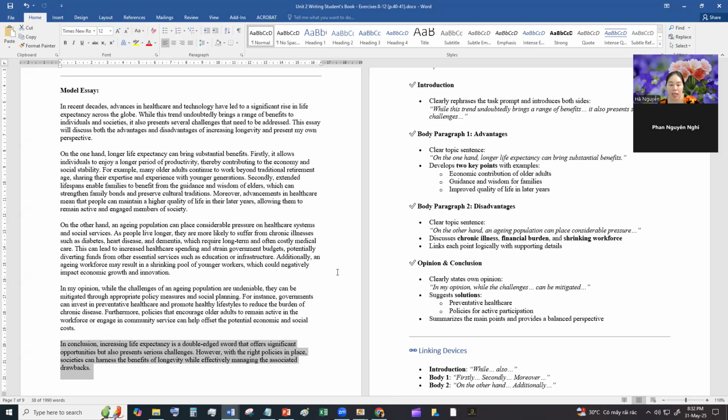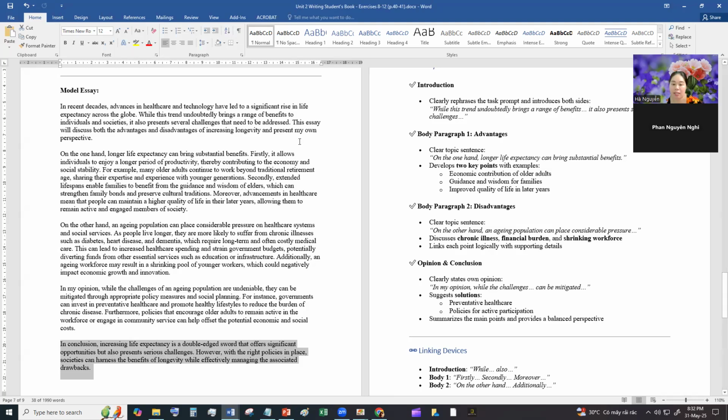All right. So is that clear for you now? Yes, it is. Okay. So overall, there are 3 advantages and 2 disadvantages mentioned. And that is why the writer leans more towards the advantages.